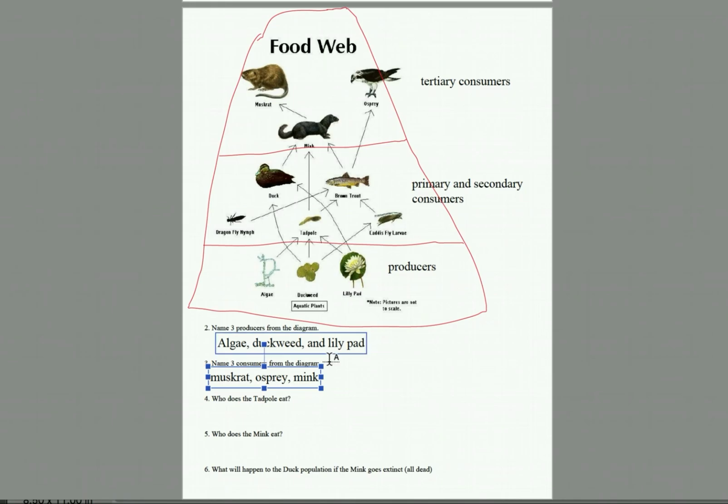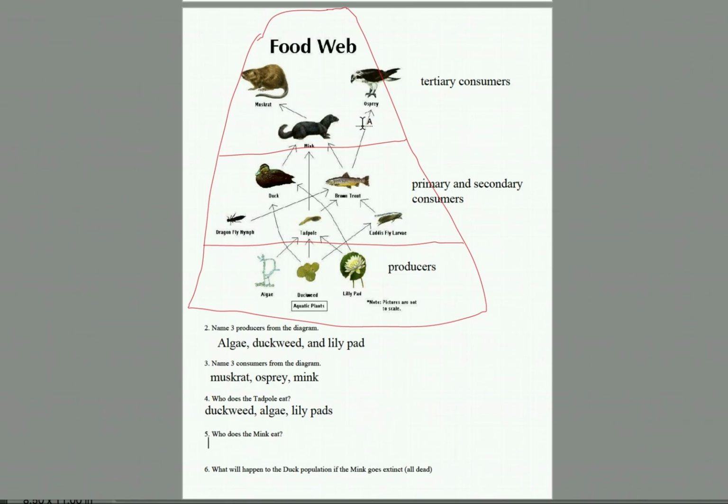Okay, who does the tadpole eat? All right, so this one gets a little tricky because you have to look in the opposite direction of our little friend tadpole here. So if we start at the tadpole and we go opposite the arrow, we can find what it eats. So it's not who because it's a producer, but it's a what. So what does the tadpole eat? The tadpole eats duckweed. It also eats algae, and it also eats lily pads. Cool.